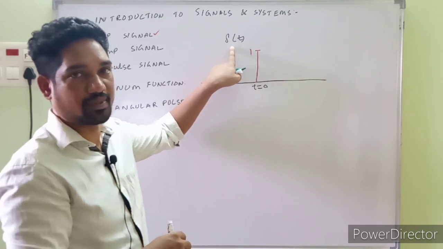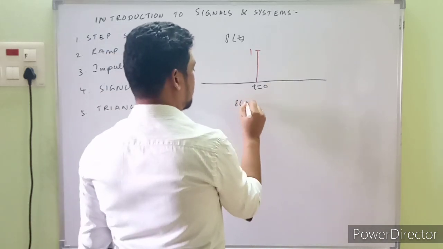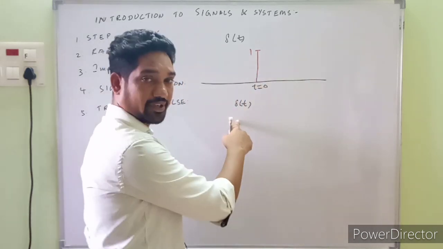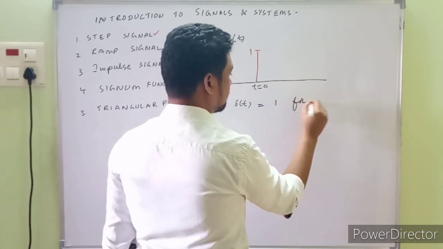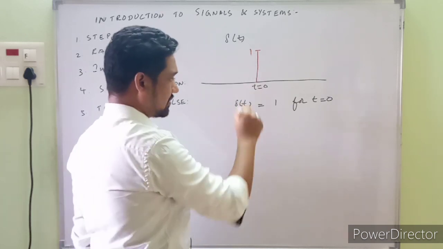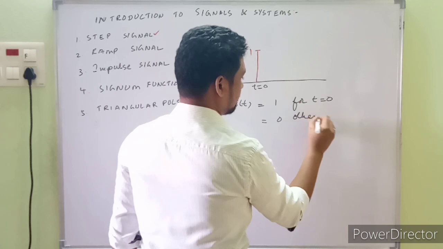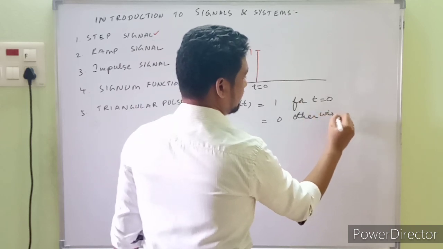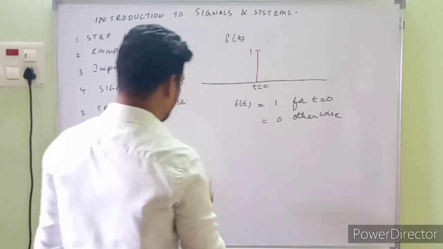Right? And the mathematical representation of the impulse function, del of t, is equal to 1 for t equal to 0, in this case, I stress, in this case, and equal to 0 otherwise. This is the mathematical representation of an impulse function. Now, what will be this one?